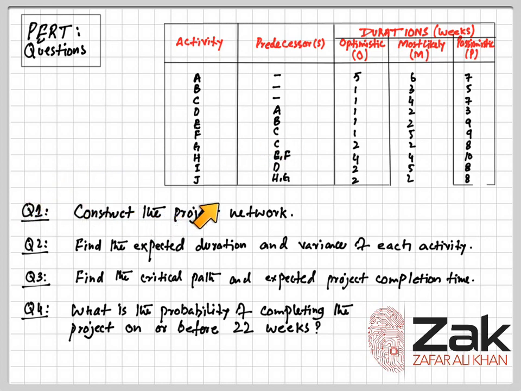Construct the project network. Number 2, find the expected duration and variance of each activity. As I told you that we have got optimistic, most likely, and pessimistic durations. We will be calculating expected durations and the variance of each activity. Third question is find the critical path and expected project completion time.